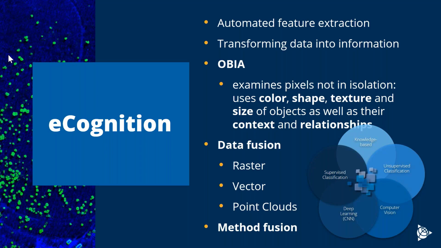Last but not least, method fusion. So you can use different methods in eCognition: knowledge-based, unsupervised, computer vision, deep learning, supervised classification. And the cool thing is that you're not bound to one approach, right? You can combine those. So you first of all could run deep learning, right? And based on the results, you could apply knowledge-based classification or unsupervised classification, right? So you can combine those methods within an eCognition project. That's already it.